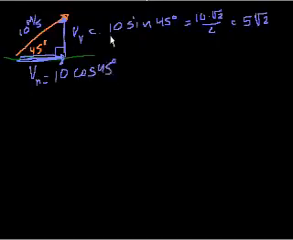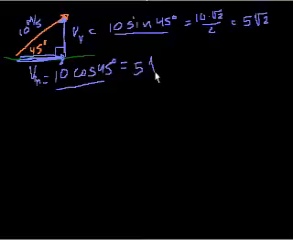And once again, to figure out this and this, we just use SOHCAHTOA. We just said that the vertical velocity over the hypotenuse is equal to the sine of 45 degrees, and then we just rearranged it to get this. And we said that the horizontal velocity over the hypotenuse is equal to the cosine of 45 degrees. And then we solved for the horizontal velocity to get this. And this also equals 5 square roots of 2.